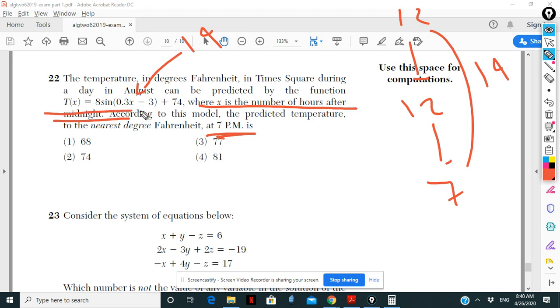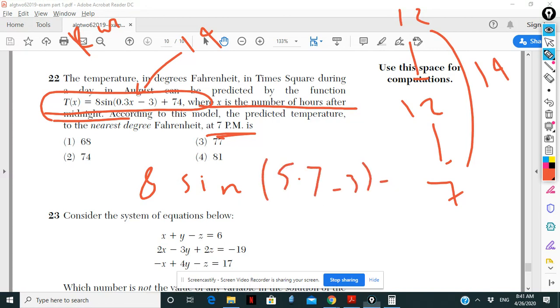And for that function, it should be in radian mode. So you have to plug in using radian mode. If you plug in using radian mode, it means 8 sine of 19 times 3.3, 5.7 minus 3, plus 74. And it's going to end up at 77.4 something. So the answer is going to be number 3.